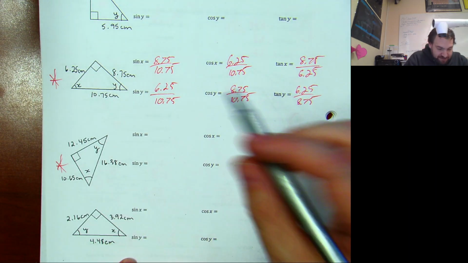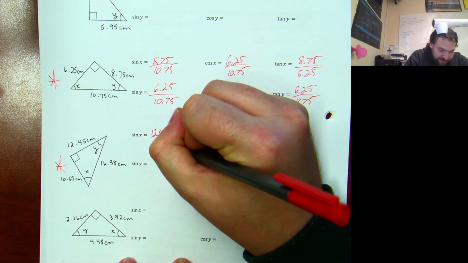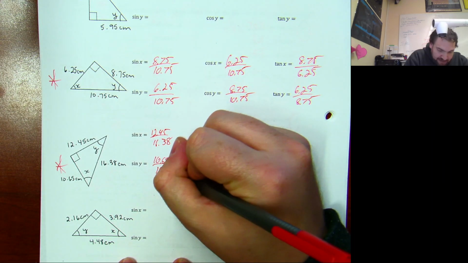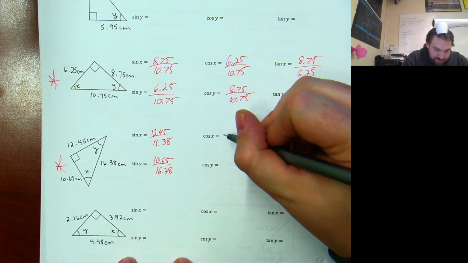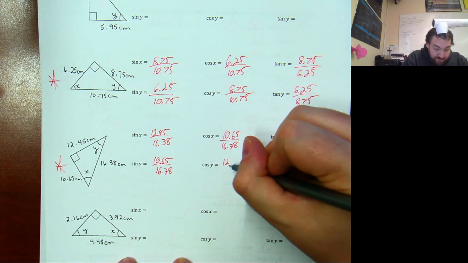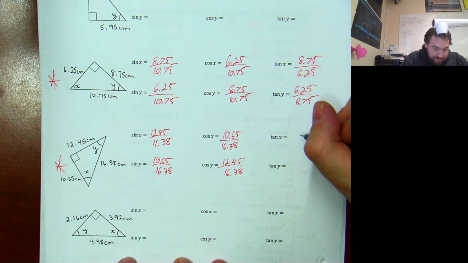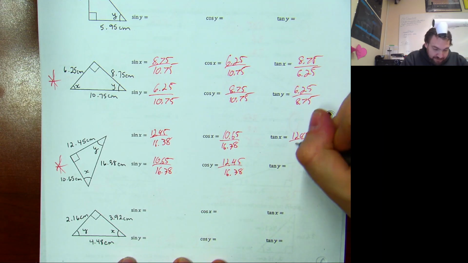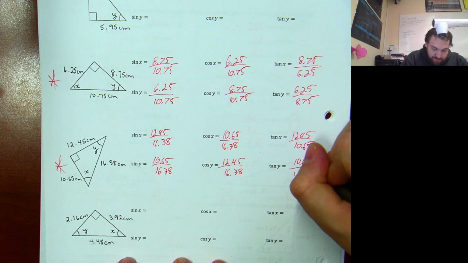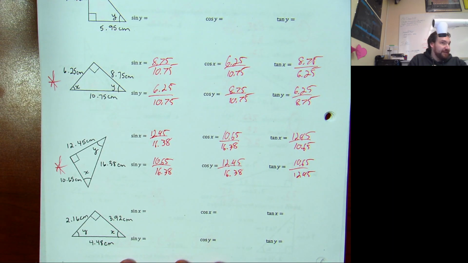And then this question here, sine x is going to be 12.45 over 16.38. So this one's going to be 10.65 over 16.38. Cos x is going to be 10.65 over 16.38, which means this one's going to be 12.45 over 16.38. Tan x is 12.45 over 10.65, and the tan y is going to be 10.65 over 12.45. Questions, comments, concerns on any of those? Going once, twice, thrice, sold.